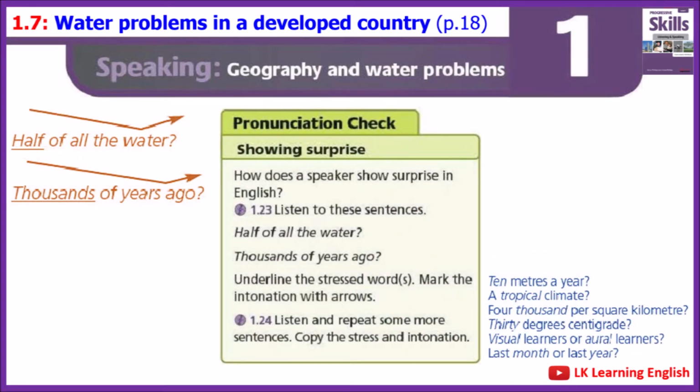Pronunciation check. Listen to these sentences. Half of all the water? Thousands of years ago? Pronunciation check. Listen and repeat some more sentences. Copy the stress and intonation. 10 metres a year. A tropical climate. 4,000 per square kilometre. 30 degrees centigrade. Visual learners or oral learners? Last month or last year?